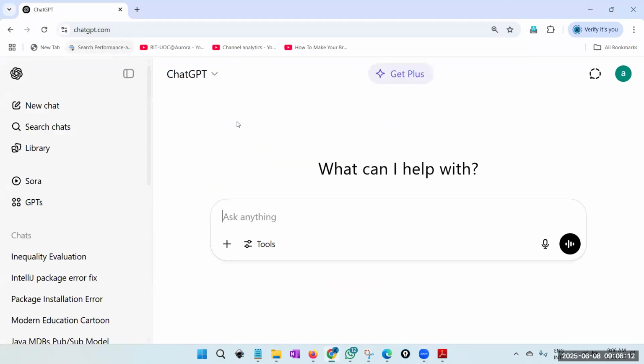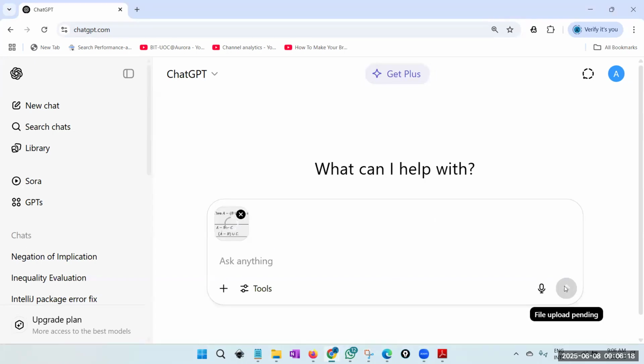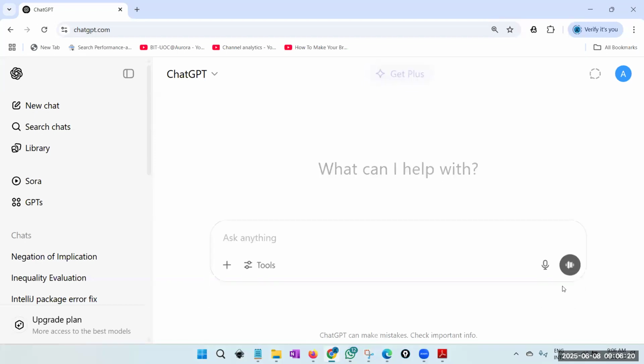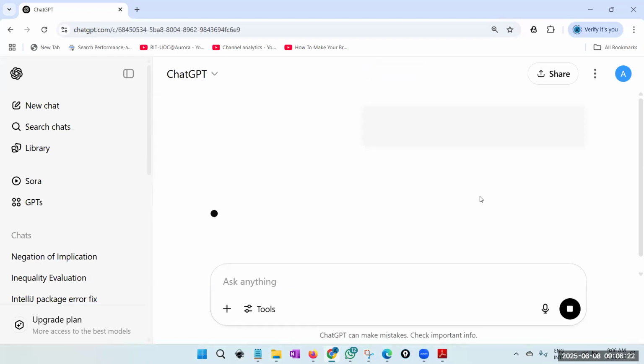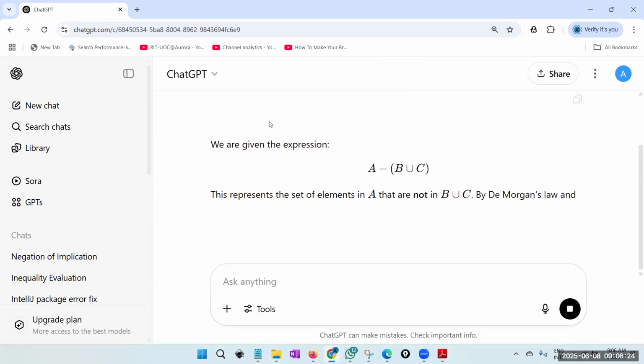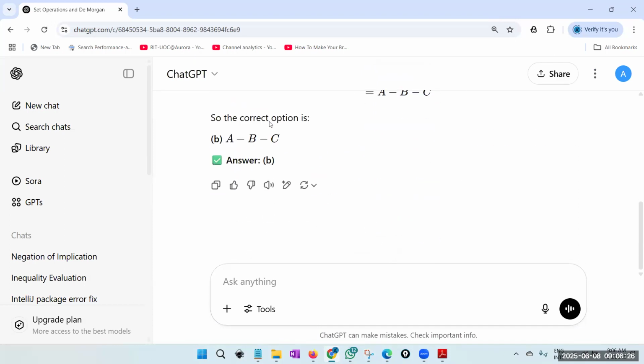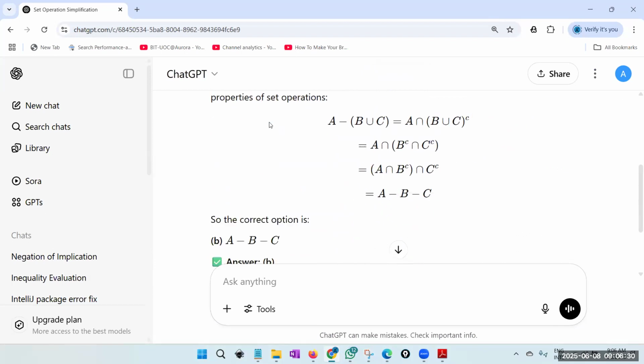Let's see ChatGPT's opinion also. ChatGPT also says only B is correct, right?